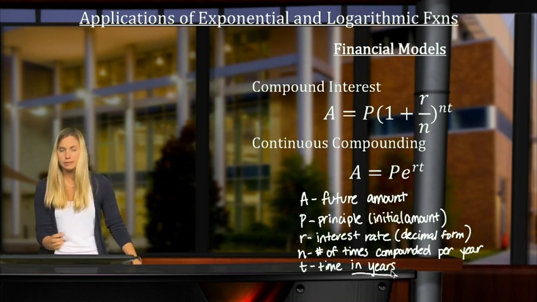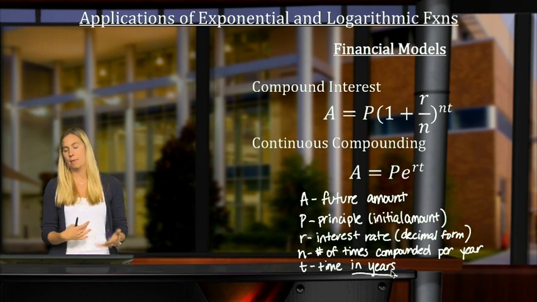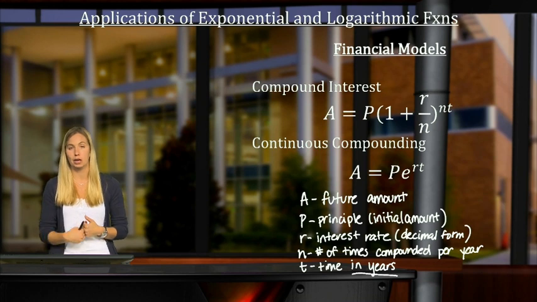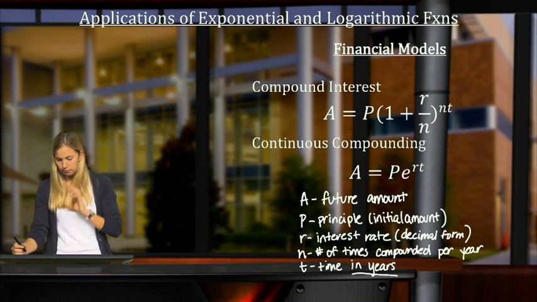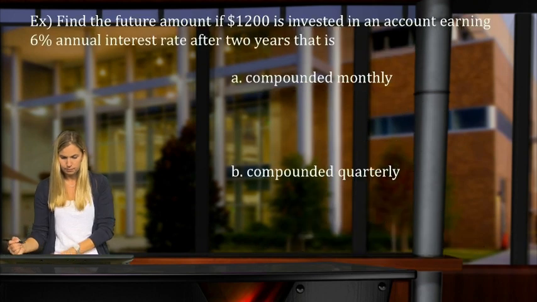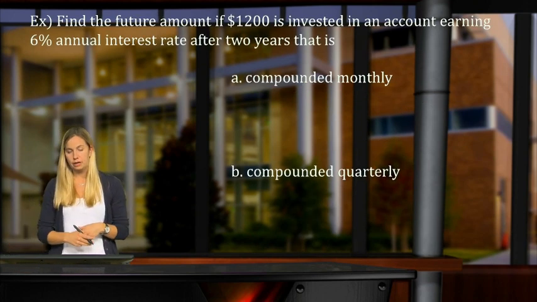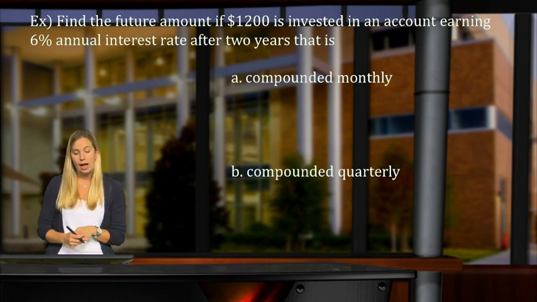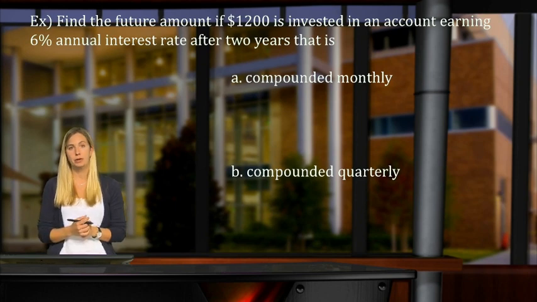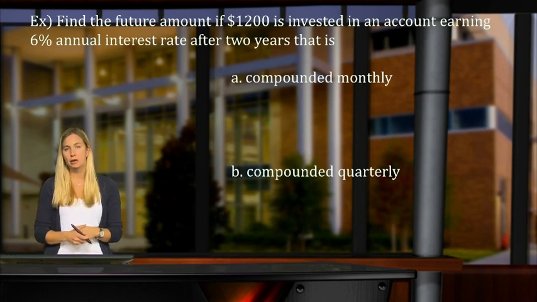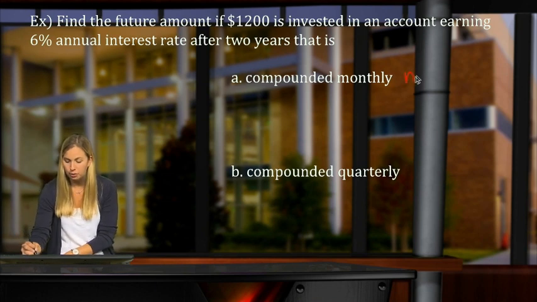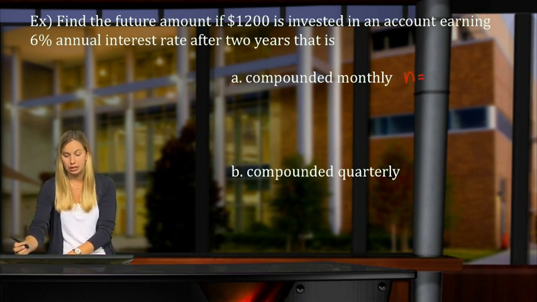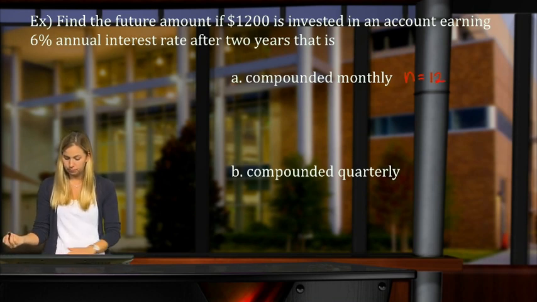Now, this is important because if a problem says find the amount after 6 months, we need to convert that time in months to years. So we would plug in T equals 1/2. Find the future amount if $1,200 is invested in an account earning 6% annual interest after 2 years that is compounded monthly. If my account is compounded monthly, what is the value of N, where N represents the number of times it's going to be compounded per year? Well, there are 12 months in a year, so N is going to equal 12.